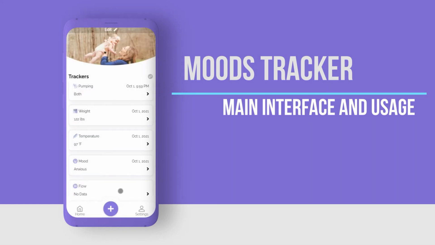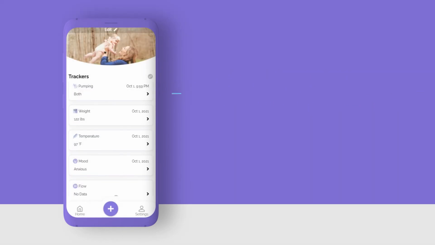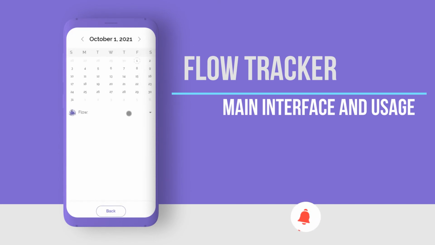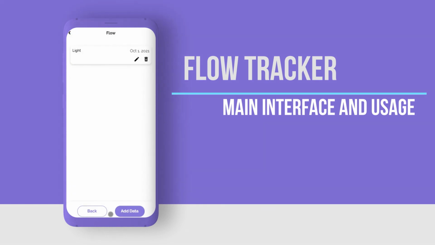The next tracker is the flow tracker. As with the other trackers, you can add new data by tapping on the Add Data button. The new records show up on the top, and you can now either edit or delete this record.